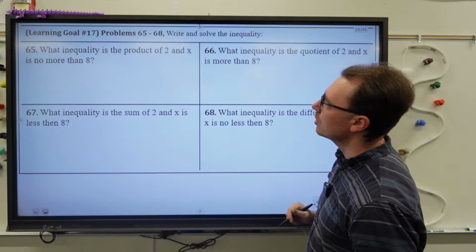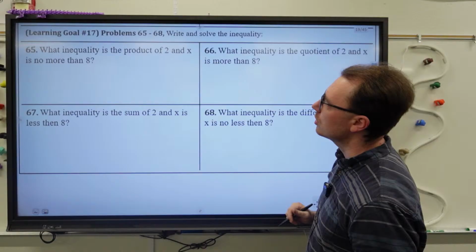Let's try that one more time here for 67. In 67, what inequality is the sum of 2 and x is less than 8? Well, the sum is just going to be 2 plus x. And since there's no word "than" here, we know we're not going to switch it around. 2 plus x is less than 8. These two here are the written inequalities for 65 and 67.